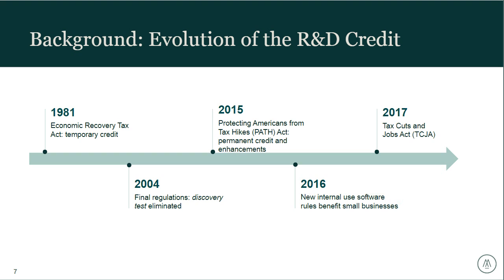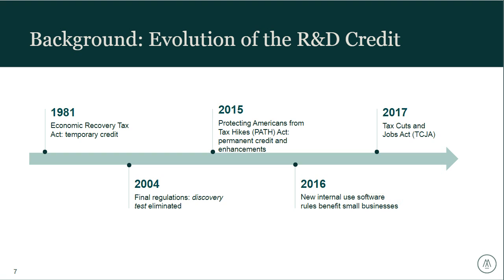Also with the PATH Act, there were some other major enhancements. One of those was the ability of qualified small businesses to utilize the R&D credit against the payroll tax that they have to pay on all their employees. That's a big deal for startup companies, loss companies, companies that are in a position where they're not paying any federal income tax.